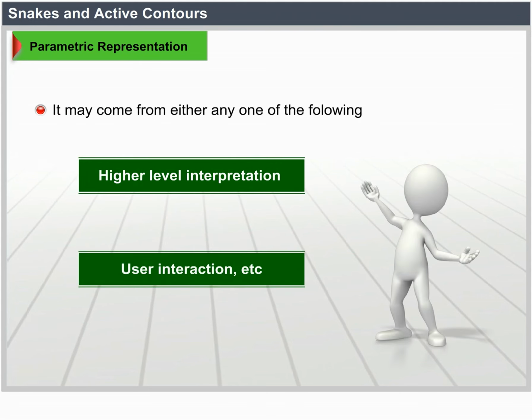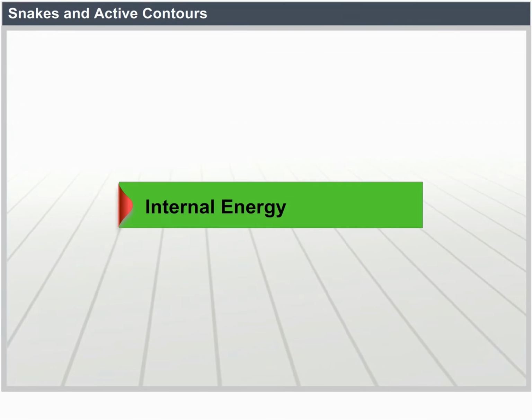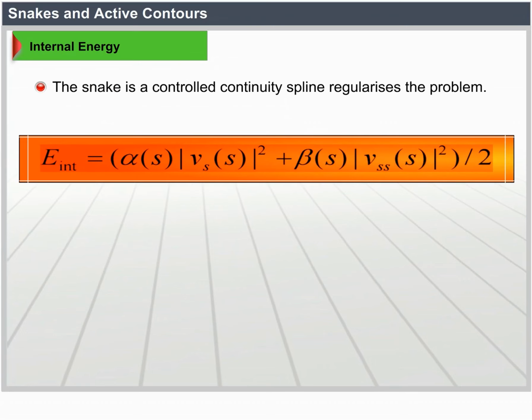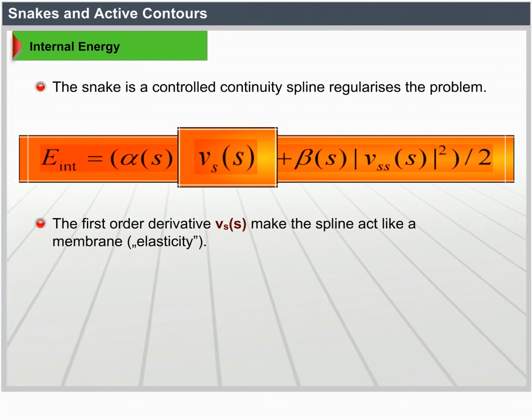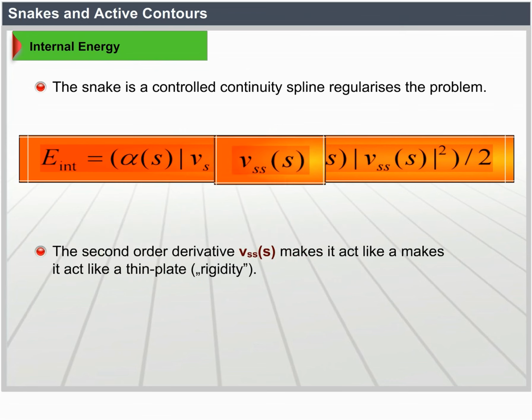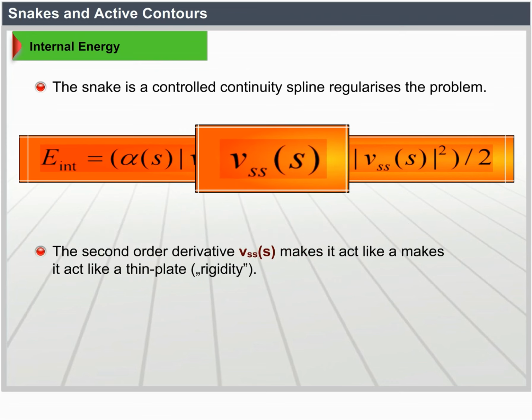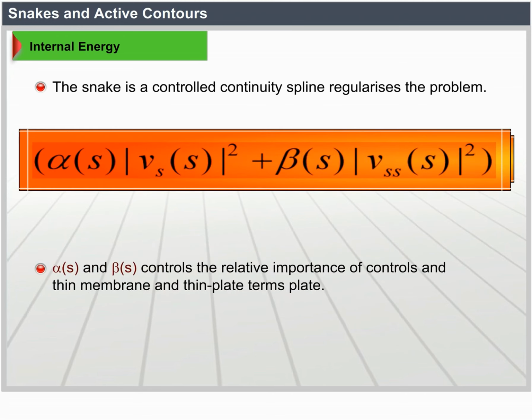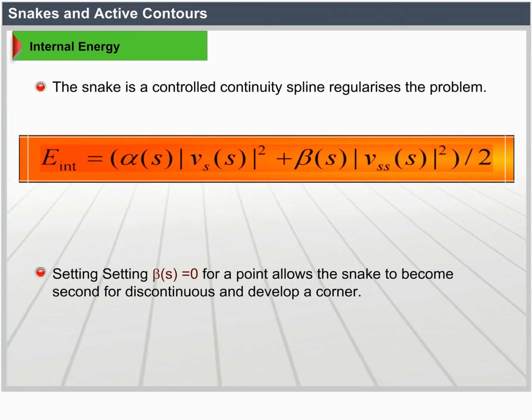Internal energy. The snake is a controlled continuity spline and it regularizes the problem given on screen. The first order derivative v_s(s) makes the spline act like a membrane, elasticity. The second order derivative v_ss(s) makes it act like a thin plate, rigidity. Alpha(s) and beta(s) control the relative importance of the membrane and the thin plate. Setting beta(s) equal to 0 at a point allows the snake to become second-order discontinuous and develop a corner.